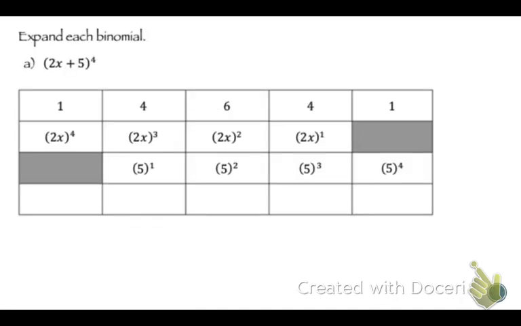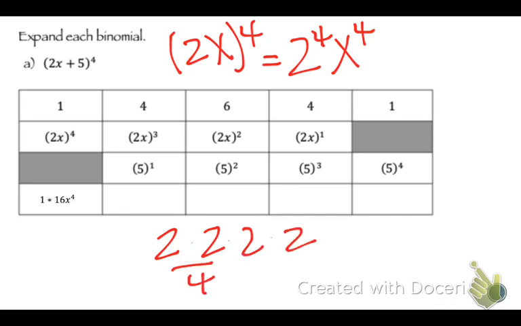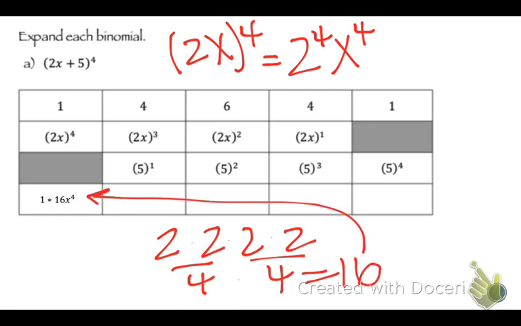Okay, this one we filled out most of it for you. I just want to simplify this. So we have 2x to the fourth power. If we have 2x to the fourth, that's the same as 2 to the fourth x to the fourth. 2 to the fourth is 2 times 2 times 2 times 2. 2 times 2 is 4. 2 times 2 is 4. 4 times 4 is 16. That's where that 16 comes from.